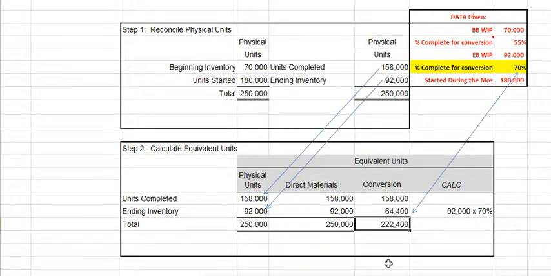So that is step 2. This is equivalent units, trying to estimate what percentage is valued for the ending work in process inventory.